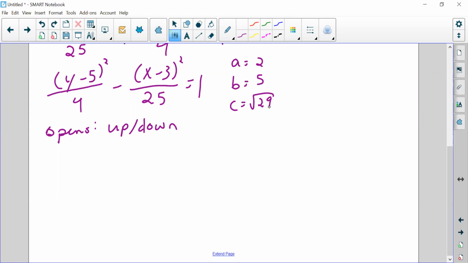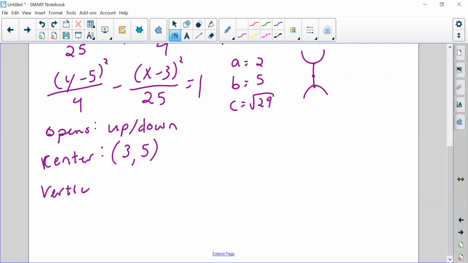So just draw this little picture to help me think about this. I know I'm opening up and down. So I know, here's my center, I know my vertices need to be on the same X value as my center, but the Y's change. So what's our center? Okay, X is 3, Y is 5, very good.